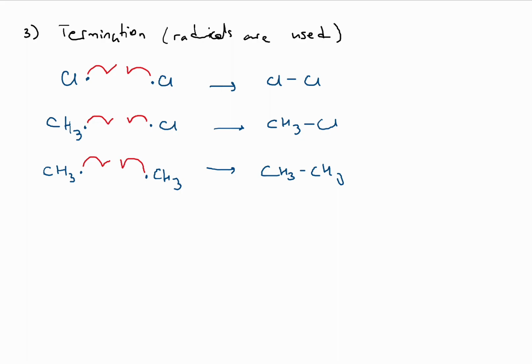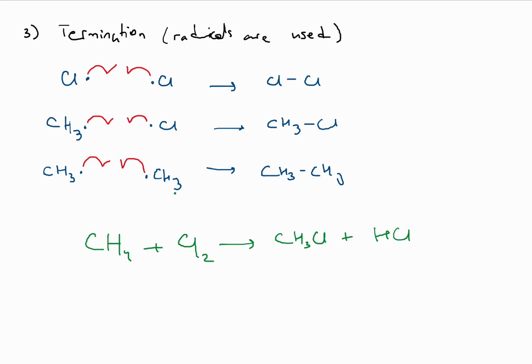Overall, the chlorination reaction will look like this: CH4 plus Cl2 forms CH3Cl plus hydrogen chloride. You may have further propagation, which means the chlorine radical in the solution will react with chloromethane until you get tetrachloromethane. So this is a free radical substitution.